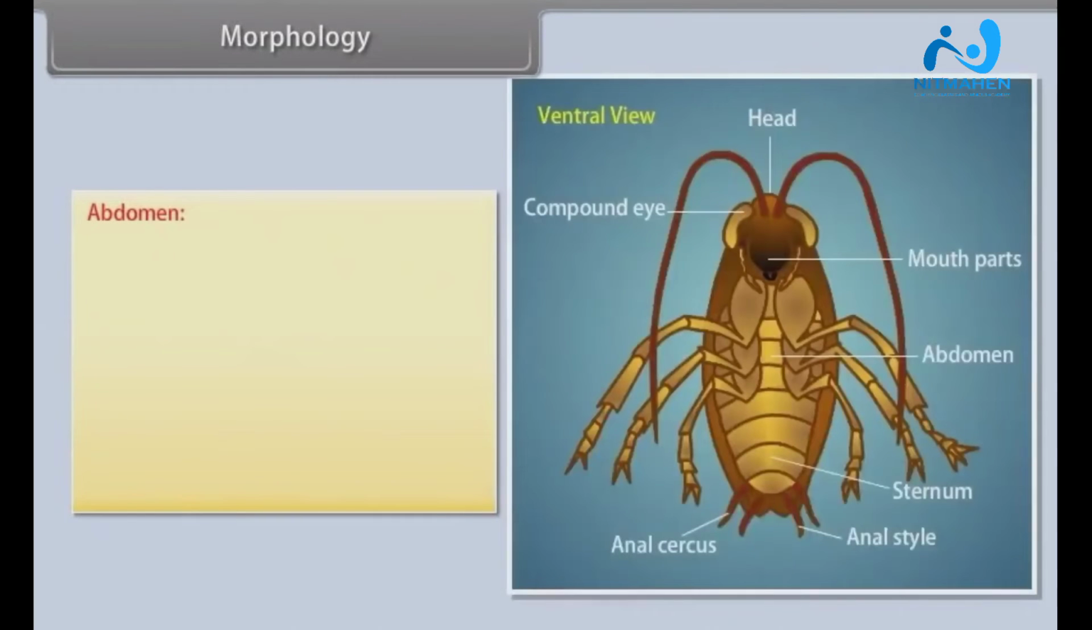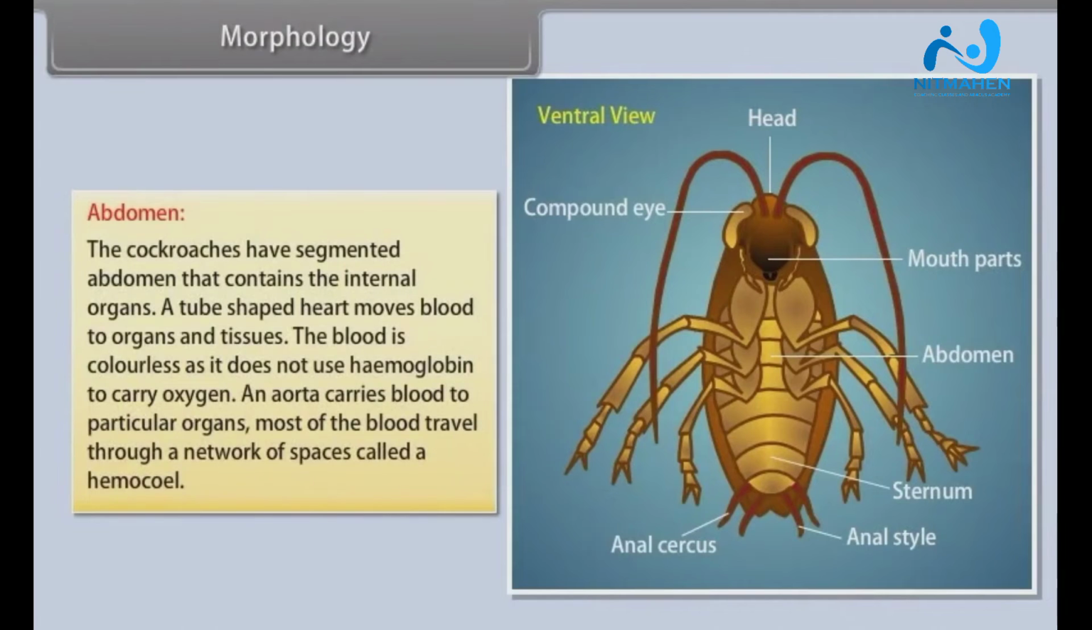Morphology. Abdomen. The cockroaches have segmented abdomen that contains the internal organs. A tube-shaped heart moves blood to organs and tissues. The blood is colorless as it does not use hemoglobin to carry oxygen. An aorta carries blood to particular organs. Most of the blood travels through a network of spaces called a hemocoel.